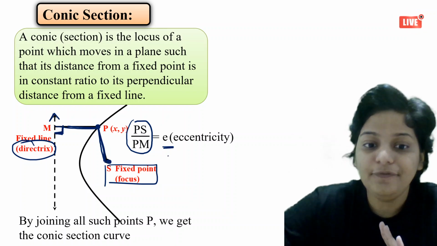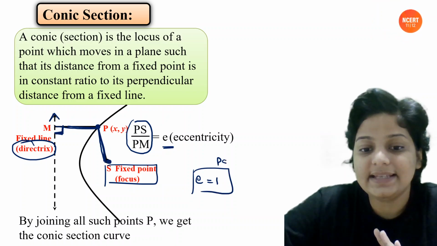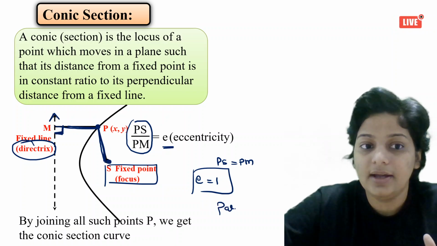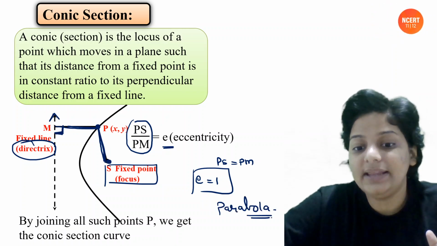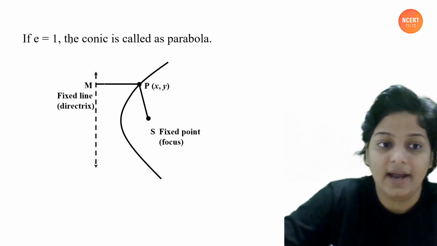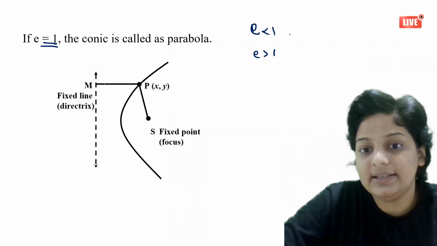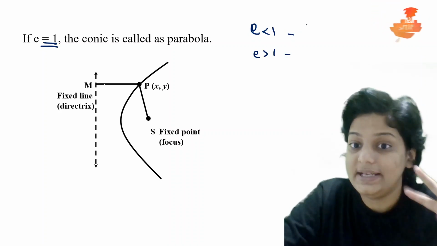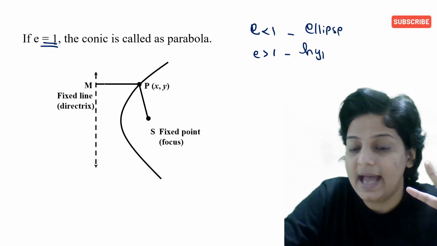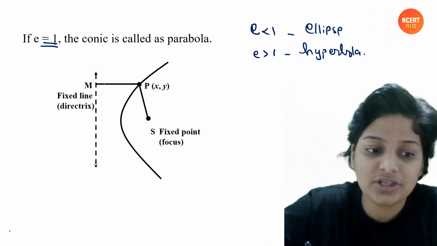Now if your E is equal to 1, इसका मतलब if your PS is equal to PM, if E is equal to 1, we get a parabola. क्या मिलता है बेटा? पैराबोला मिलता है. If your E is equal to 1, we get a parabola. If your E is less than 1 or greater than 1, we get two other conic sections which are ellipse and hyperbola. ठीक है? So the definition will remain same.